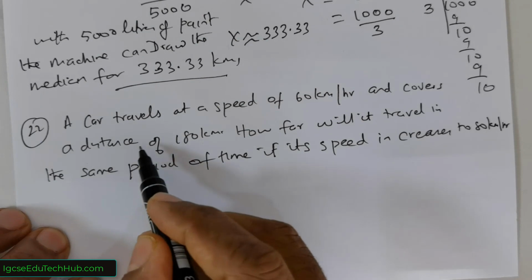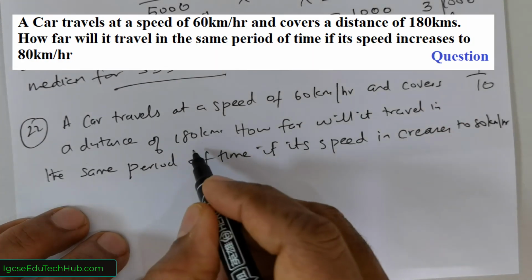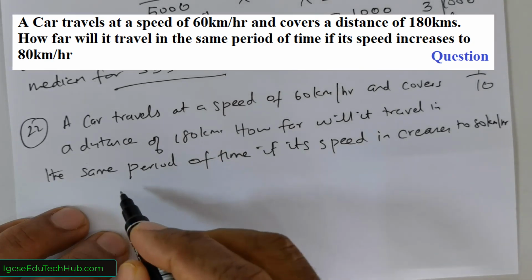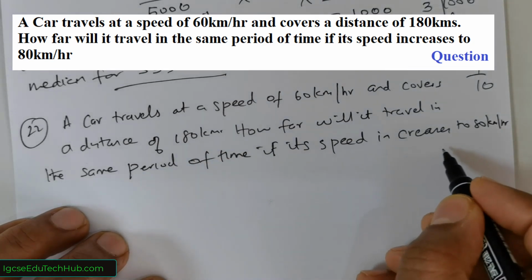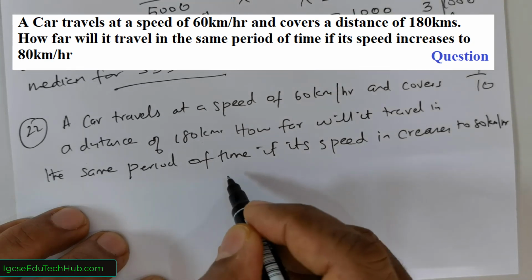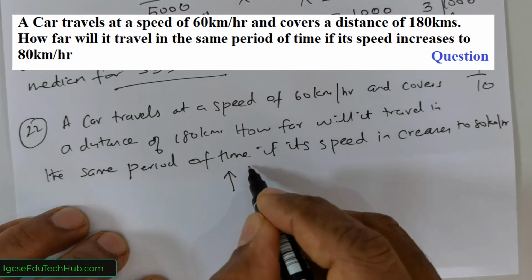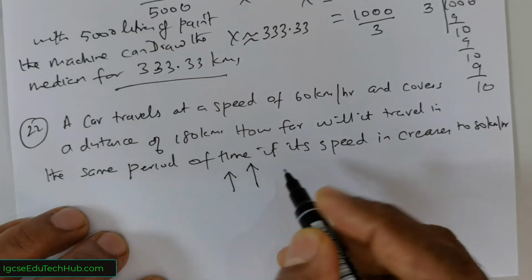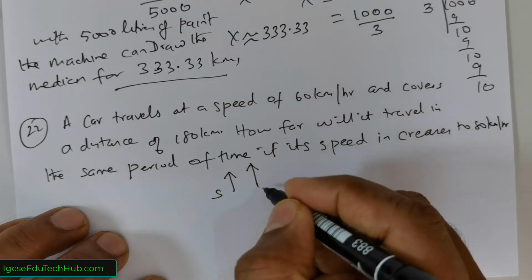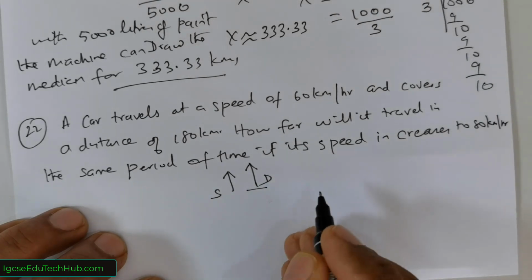Let's do this question. A car travels at 60 kilometers per hour and covers a distance of 180 kilometers. How far will it travel in the same period of time if its speed increases to 80 km per hour? So this is a sign of direct proportion. The more the speed, the greater the distance traveled. If you increase the speed, you can cover greater space. So that's a direct proportion problem.